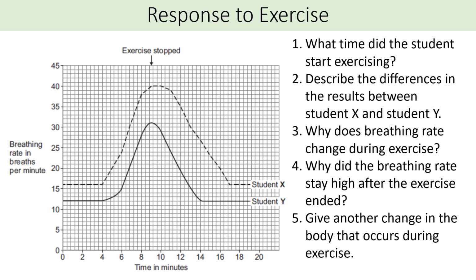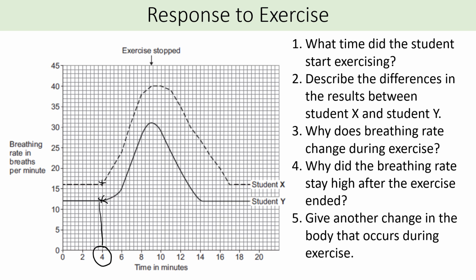So number 1 says, what time did the student start exercising? For this, we need to start thinking about where that breathing rate has started to increase. So you would simply look at your graph, have a look at where that breathing rate was beginning to increase and trace it down. You can see here that there is an initial increase. We trace that down and we can spot 4. So this is when our students were starting to exercise.